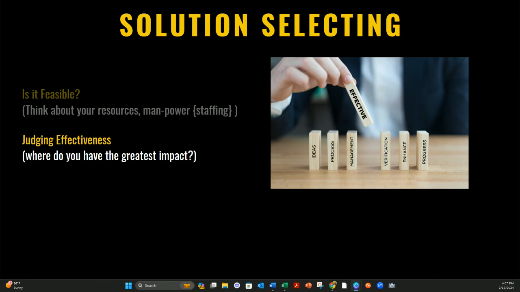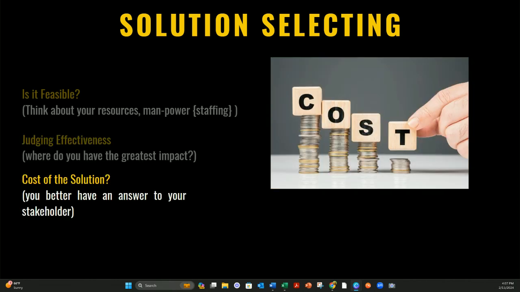How do you judge effectiveness? Basically, where do you have the greatest impact on the process? The cost. If you're going to come up with a solution, you better have an answer to how much it's going to cost to a stakeholder. I see a lot of times where people will come up with problems and they don't add any value, as they don't add any solutions. You're not there to discuss the problems I already know, or we already know as a team. We're here to find solutions to those problems and work collaboratively to fix them.